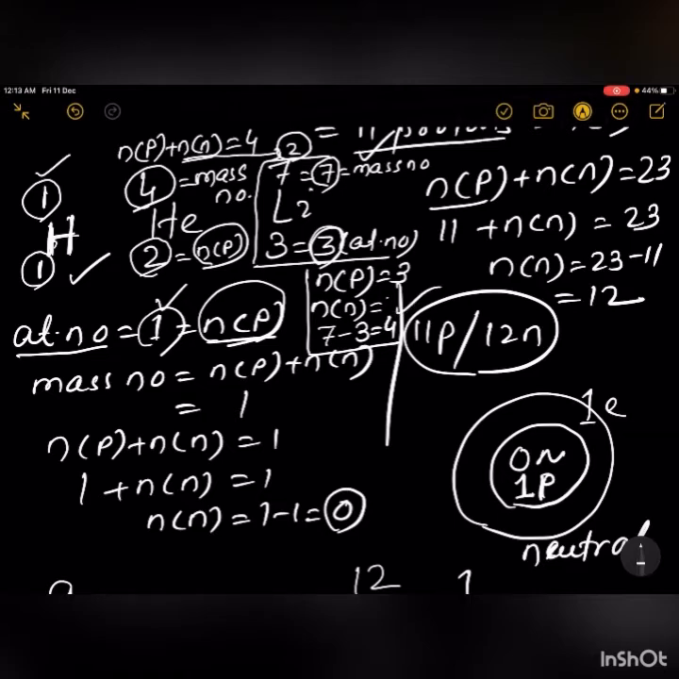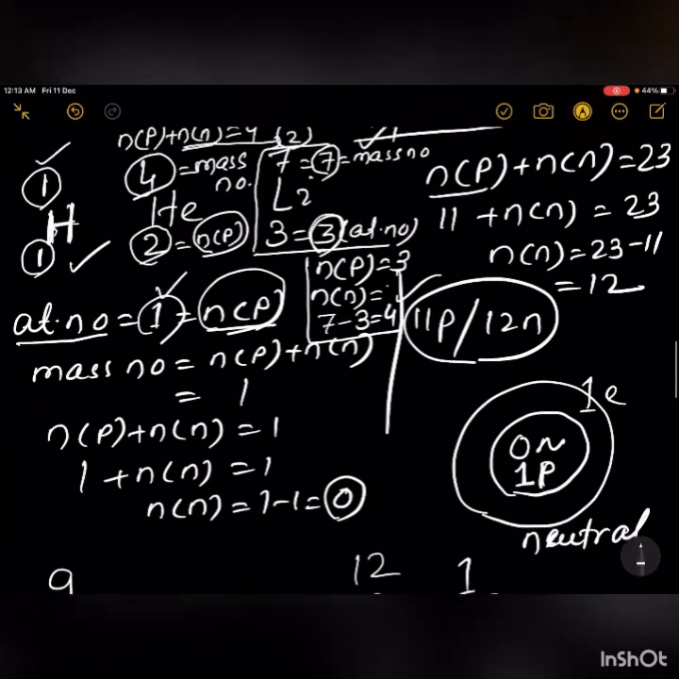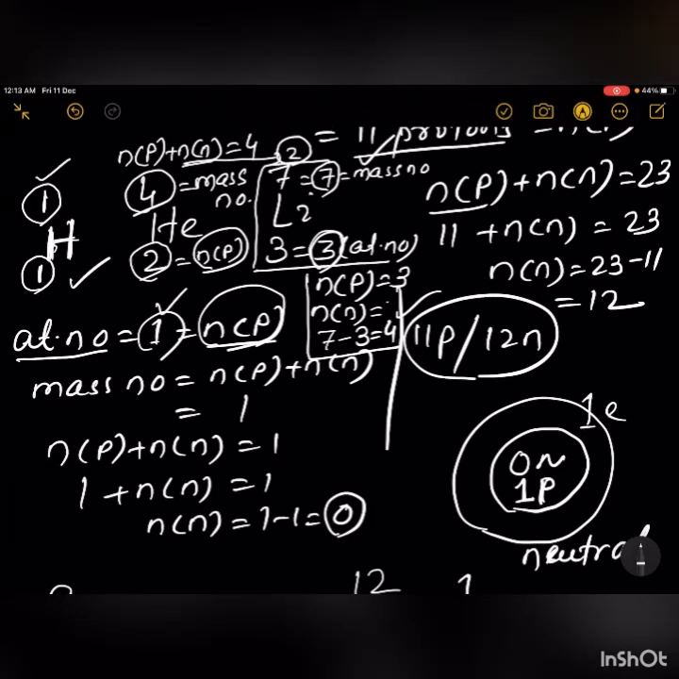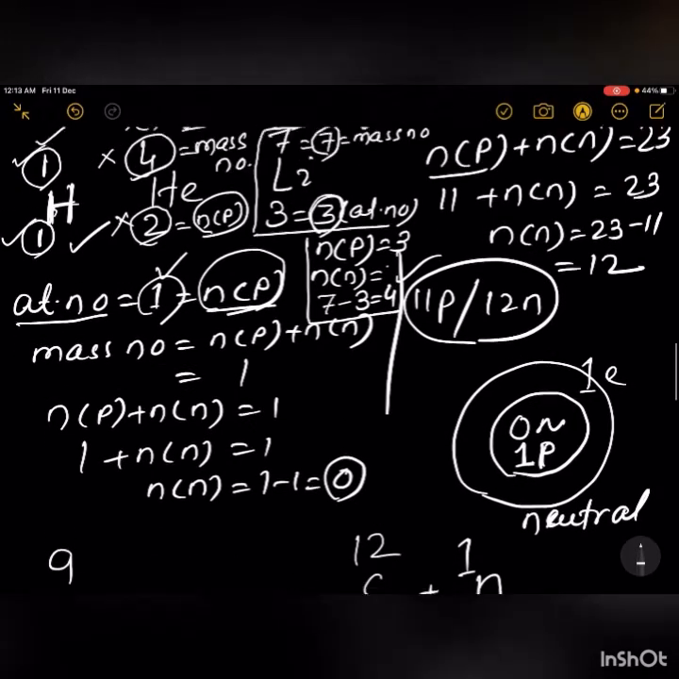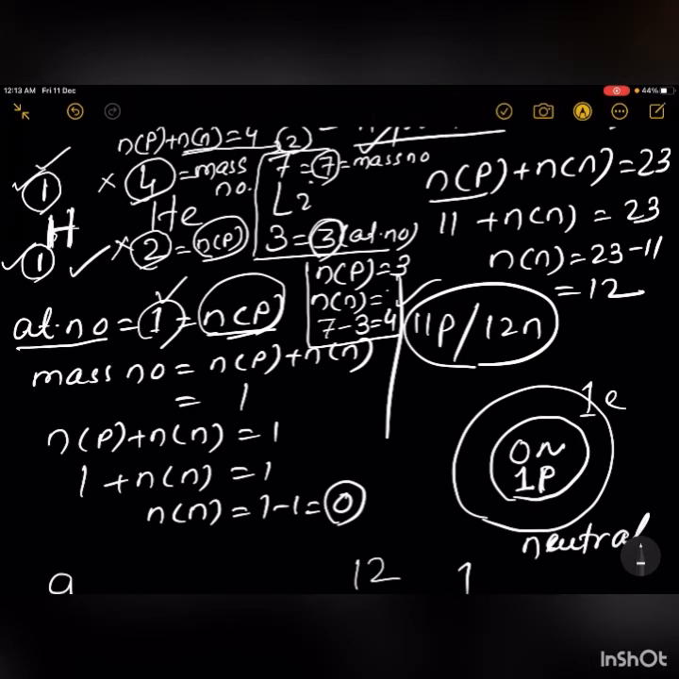So one thing you have to observe over here: in case of hydrogen, atomic number and mass number are the same, but in case of helium, atomic number is not equal to mass number because neutrons are present inside the nucleus of helium. In the helium nucleus you will find 2 protons and 2 neutrons. So its mass number is not equal to its atomic number.